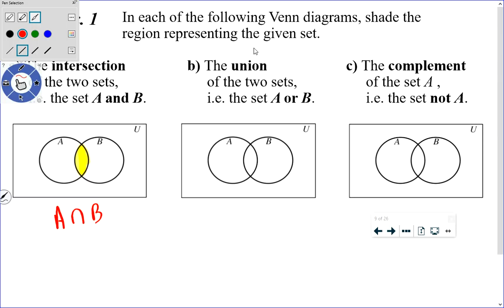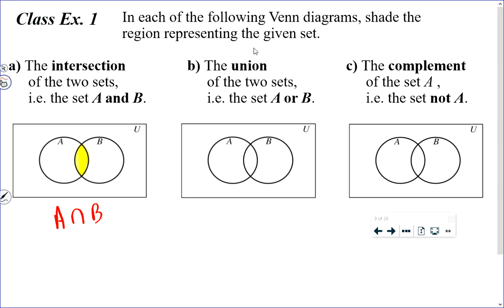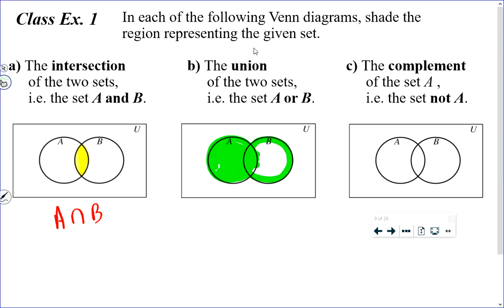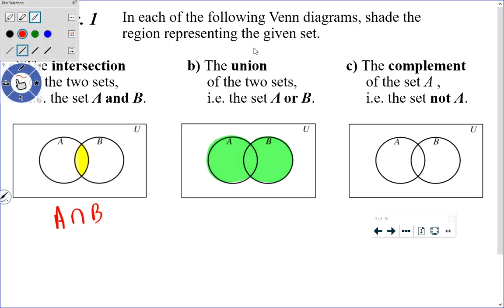The union of two sets means it's the part of the Venn diagram that has elements that are in set A, or in set B, or in both. And that means as long as it is within this snowman laying on its side shape, it is part of the union of A with B, which is A or B.